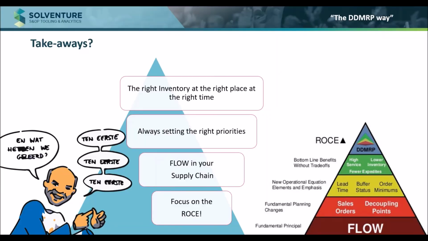So what are the takeaways? Maybe quick 1, 2, 3 before we hit some of the questions that come up. So what does DDMRP want to achieve? They want to create flow to help return on capital employed. What does that entail? It says always set the right priorities, very visual, and make sure that you have the buffers in place, the right inventory at the right time, at the right place.